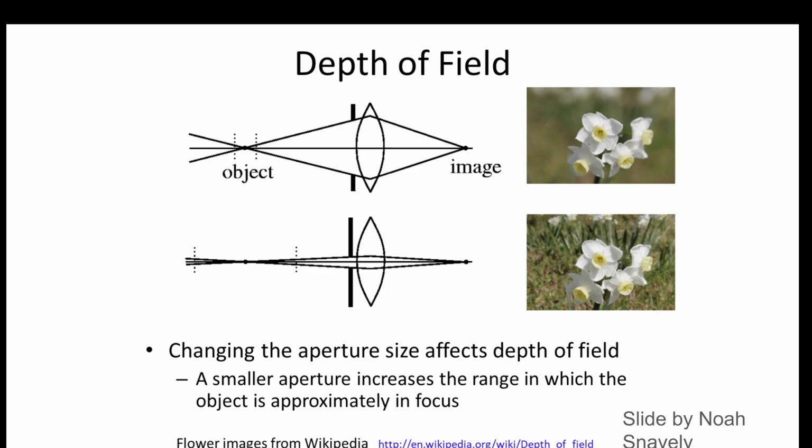So depth of field has a huge impact on what's in focus. And so the changes in aperture affect the depth of field. A smaller aperture increases the range in which the object is in focus. So another way to put this is that the smaller the hole is, the more everything in the scene that you're taking a picture of is going to be in focus. The larger the hole, the more you're going to center on one object. So we have a good example here. Large aperture, only the flower is in focus. Small aperture, everything is in focus.